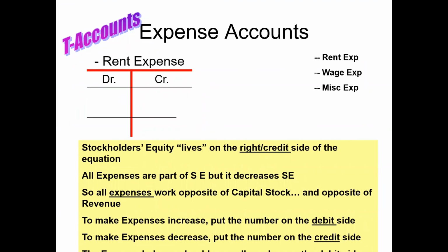Stockholders' equity lives on the right or credit side of the equation. All expenses are a part of stockholders' equity, but they decrease stockholders' equity. So all expenses work opposite of capital stock and opposite of our revenue. So to make expenses increase, we're going to put the number on the debit side. To make expenses decrease, we're going to put the number on the credit side.